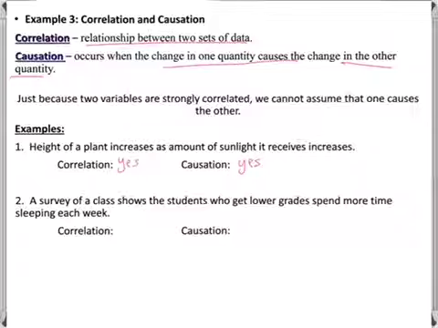For question 2, a survey of a class shows the students who get lower grades spend more time sleeping each week. Are these items correlated? Well, they ran a survey, so there is some kind of correlation there, so we'll say yes here. But does sleeping more make you have lower grades? Not necessarily, so there's no causation here. You can't prove that sleeping more means you get worse grades.